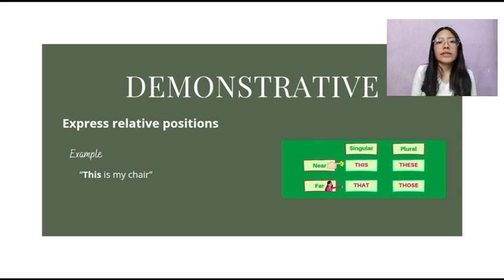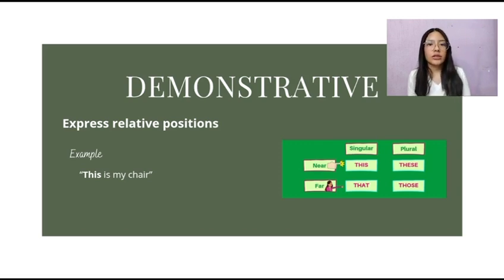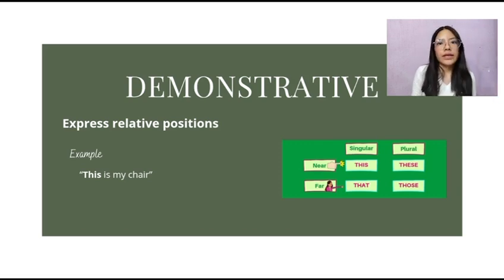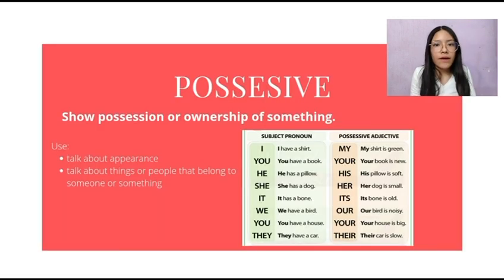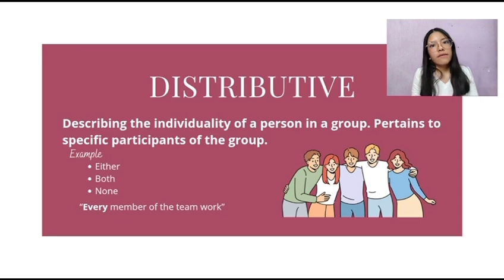Demonstrative adjectives express relative positions. For example, this is my chair. Possessive adjectives show possession or ownership of a noun. For example, her dog is small. Distributive adjectives describe a specific person of a group. For example, every member of the team works.